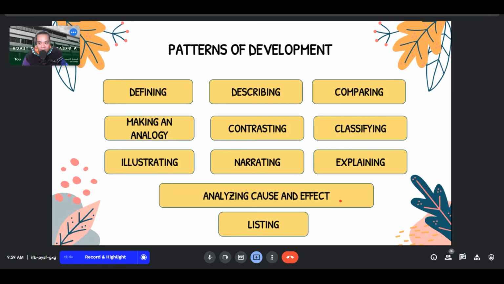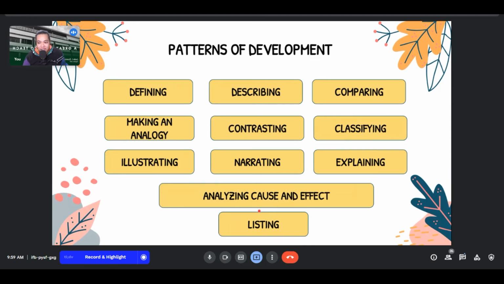This is quite complicated kasi syempre kailangan alam niya muna yung cause, alam niyo yung effect, you'll figure out how to analyze said cause and effect and how to align that cause and effect. Syempre, ayaw naman nating magkaroon ng slippery slope or any other logical fallacies sa paper natin.